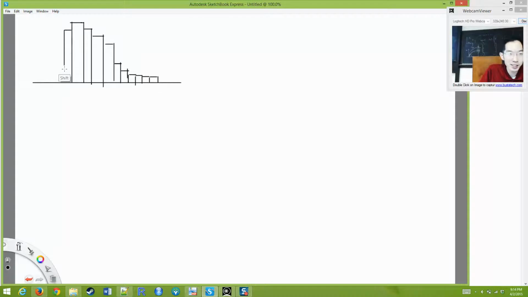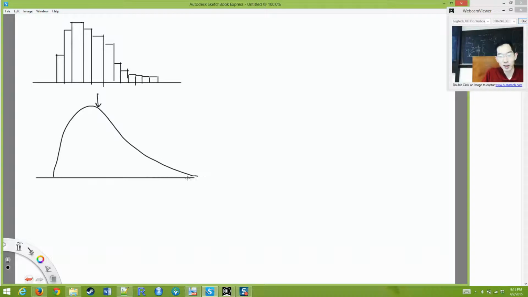So you can imagine we have data that looks like this. The shape of this distribution, maybe we summarize with just a curve that goes something like this. Again, remember that there's a number line, and we have low values over here, and high values over here.